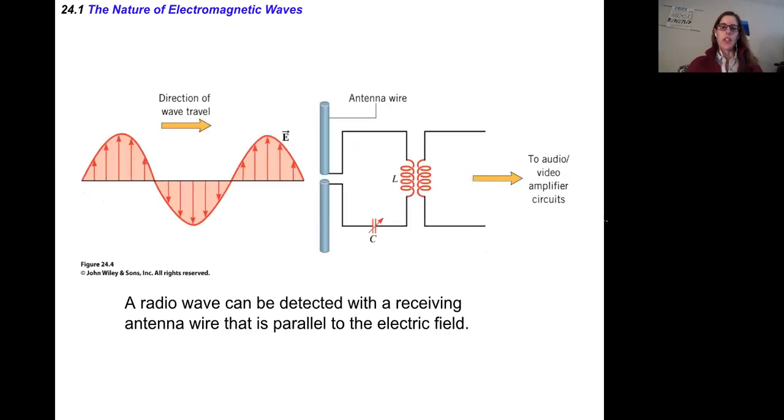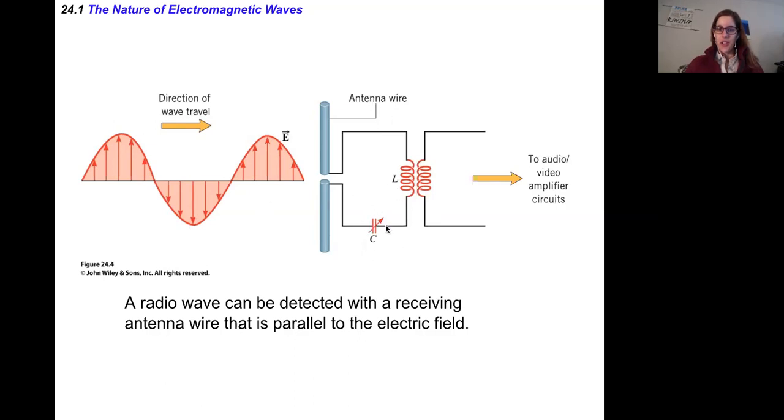It turns out that they can be detected by an antenna. So an antenna that could be like your car antenna, if your car still has an antenna that's visible. A lot of them are pretty hidden now. Or a TV antenna. They have wires that are made to line up with the electric field. And they can then take in the changing electric field, and it generates a current through this LC circuit.